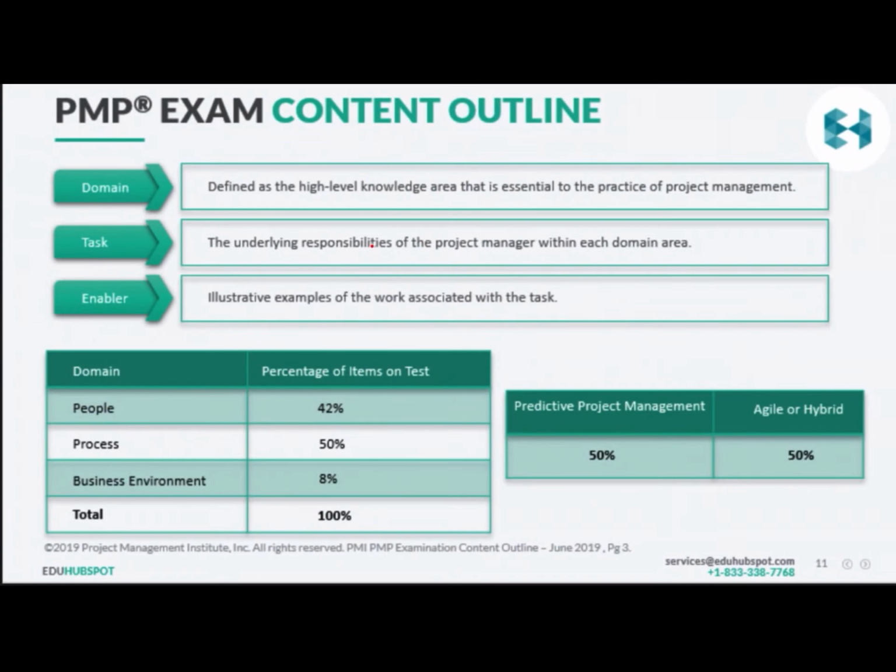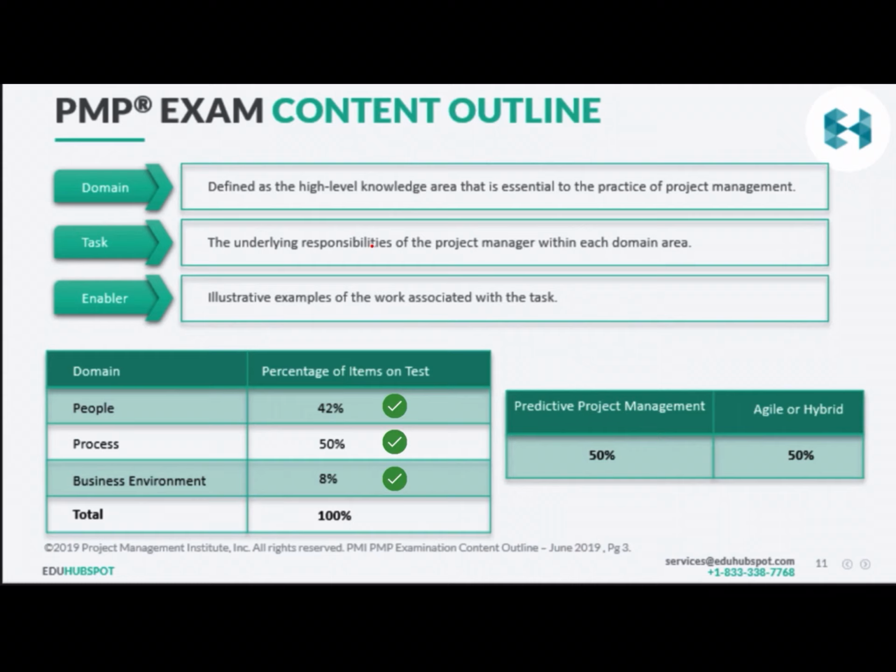Initially, it was 7% in initiation, around 20 to 25% of questions in planning and monitoring and control, and I think 30 to 35% in execution, and the remaining ones, less than 10%, were in closing. Now there are 42% in the people domain, 50% in the process domain, and the remaining 8% in business environment.